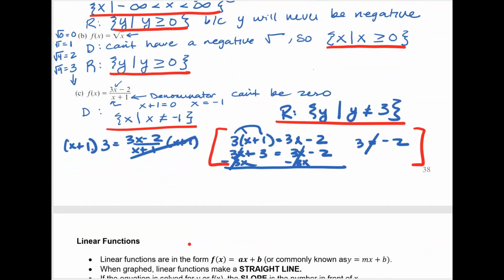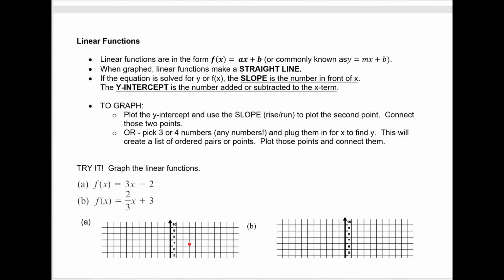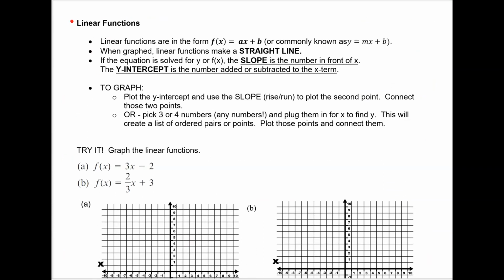Okay, so we're going to move on. We're going to talk about some different types of functions. And like I said in the beginning, we're just going to touch on these pretty briefly. We're going to start with linear functions. Linear functions are commonly in the form y equals ax plus b, or you may know this as y equals mx plus b. It doesn't have to be in that form.